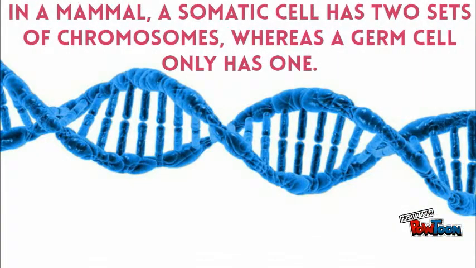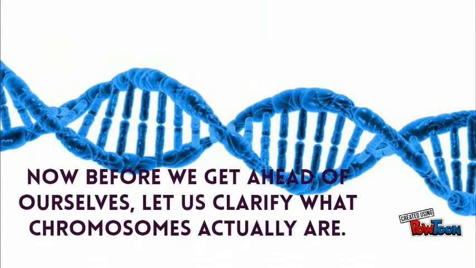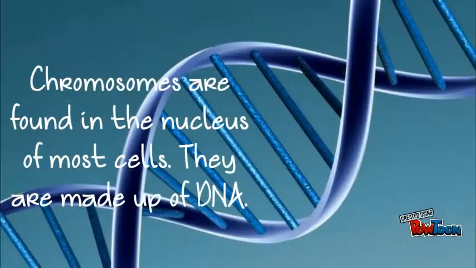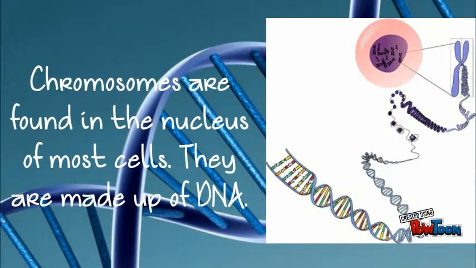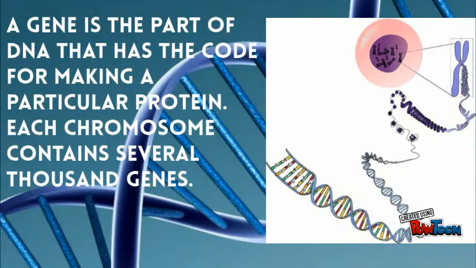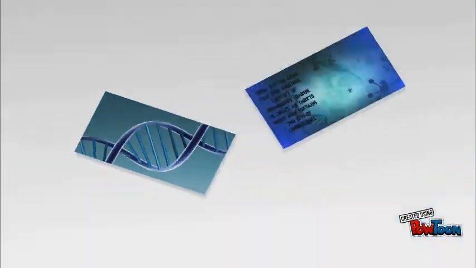In a mammal, a somatic cell has two sets of chromosomes, whereas a germ cell only has one. Now, before we get ahead of ourselves, let us clarify what chromosomes actually are. Chromosomes are found in the nucleus of most cells. They are made up of DNA. A gene is the part of DNA that has the code for making a particular protein. Each chromosome contains several thousand genes.